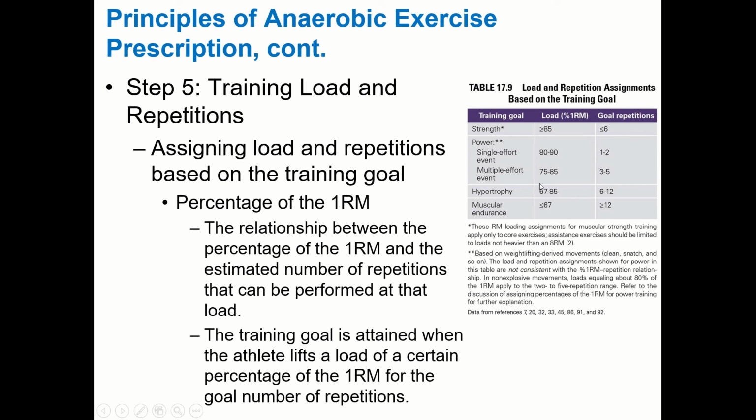Muscular hypertrophy, 67 to 85% of the 1 rep max, 6 to 12 reps. Muscular endurance, less than 67% of the 1 rep max, and then more than 12 reps.